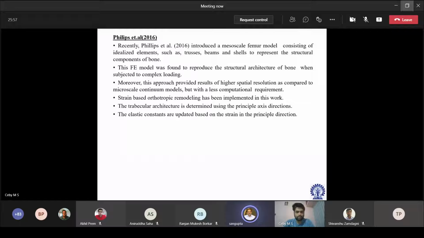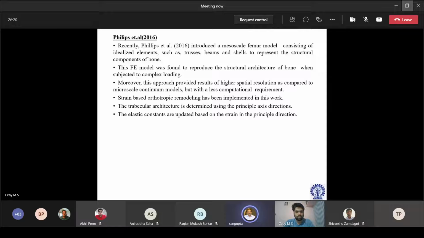So how are they implementing that remodeling? That is based on the principal directions. Strain-based remodeling. Remodeling is based on the strain; I mean, the stimulus is strain. Remember, there is no implant in this case. It is not implant-driven remodeling.